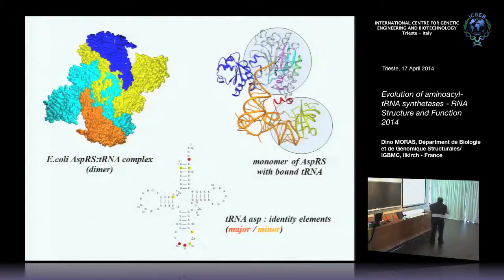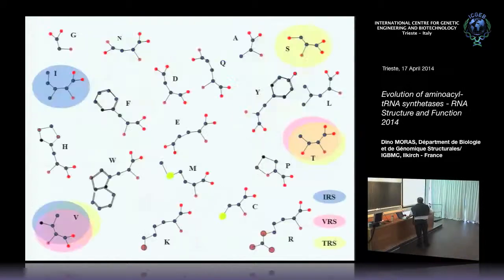This is the structure of the complex, how it looks. Here are the active site and here the anticodon. These are the key domains. This domain has a different function. I have no time to go in.